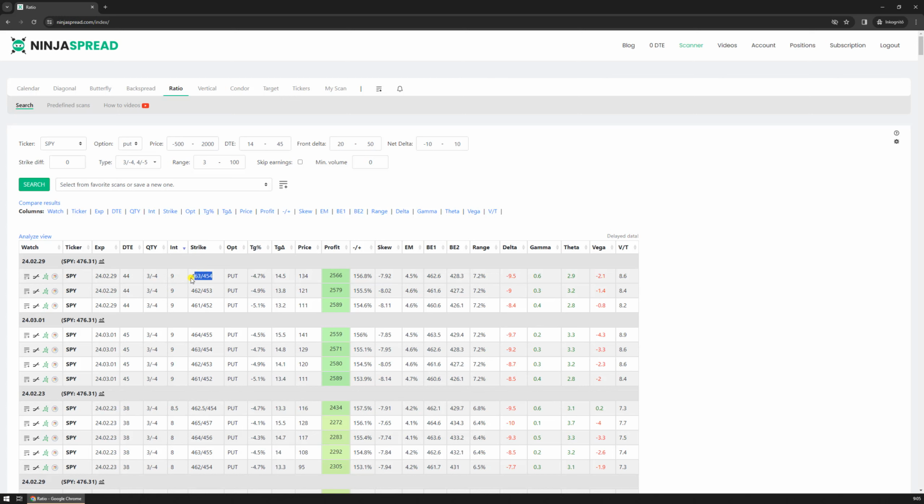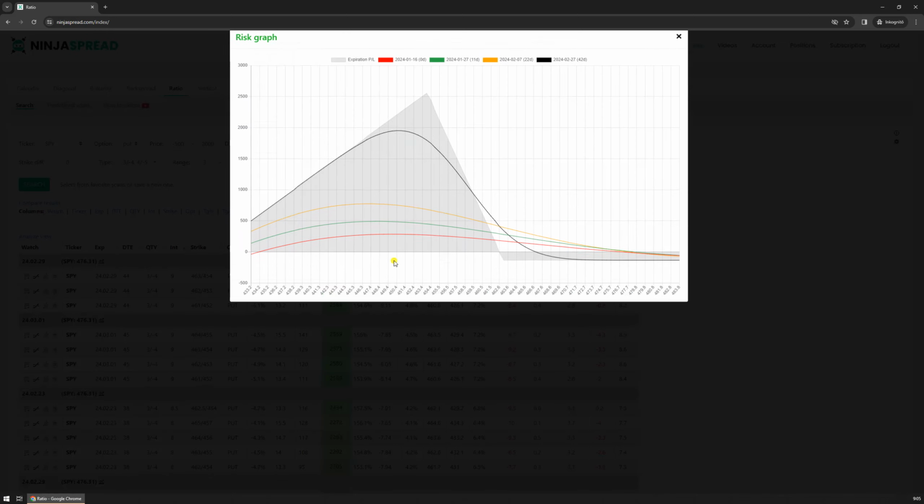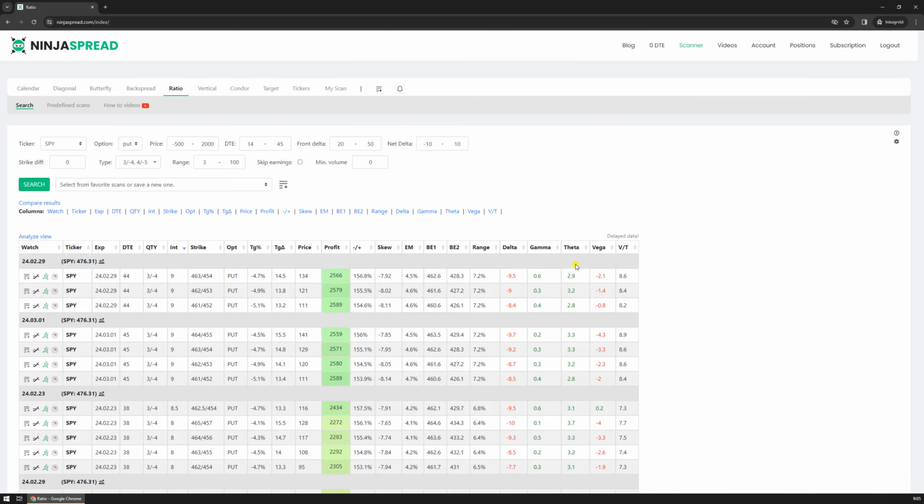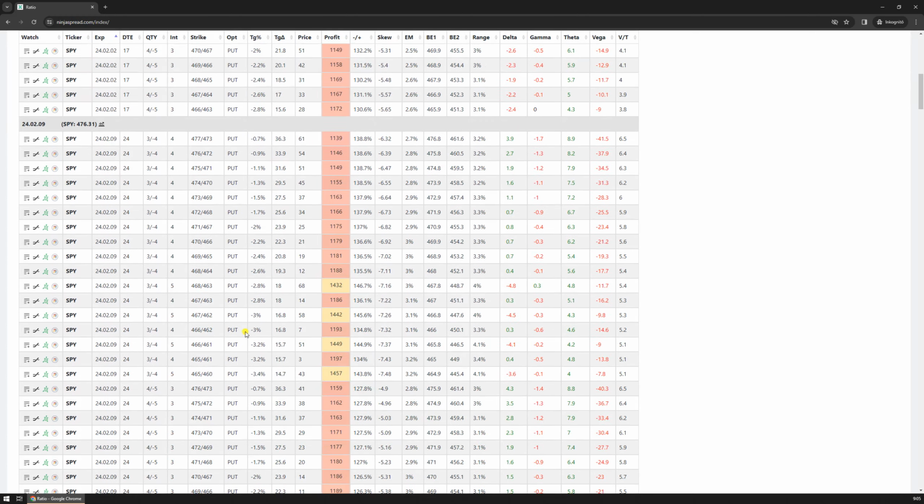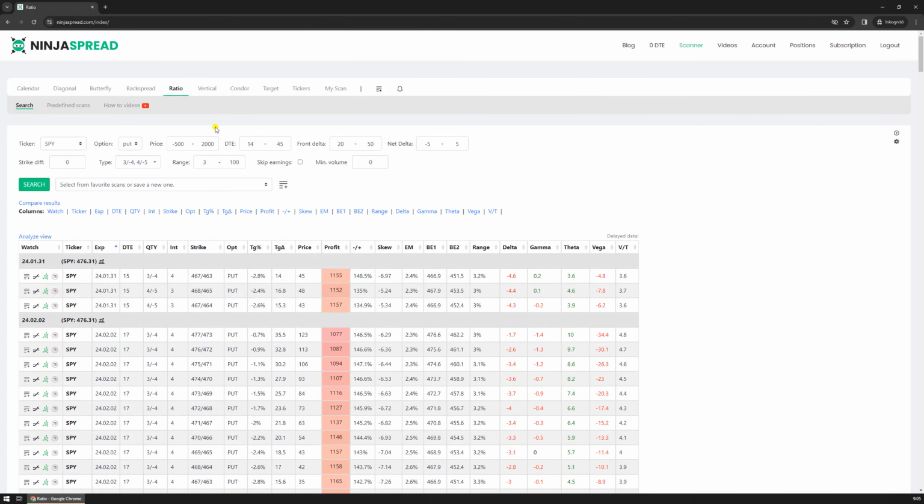So this is 463 to 454. Let's see the risk graph. It looks like that. You can see the deltas. For example, we can go back to lower, more flat ratio, and it finds you all the combinations with these filter settings for this type of ratio spreads.